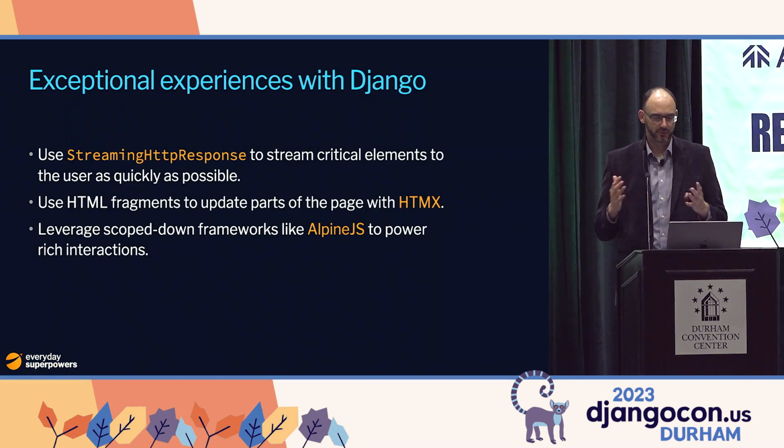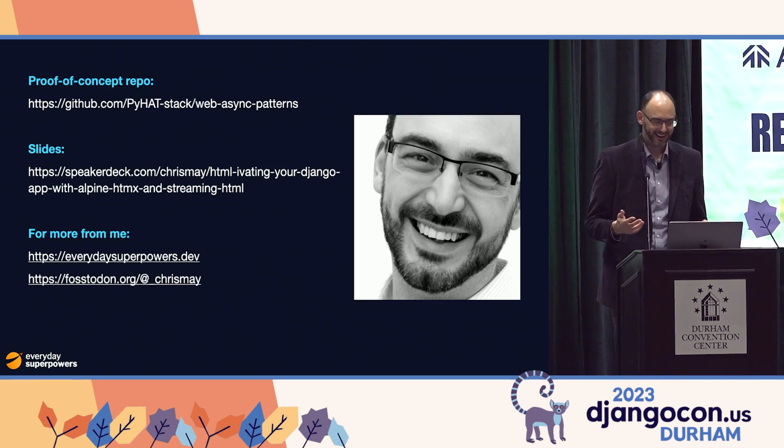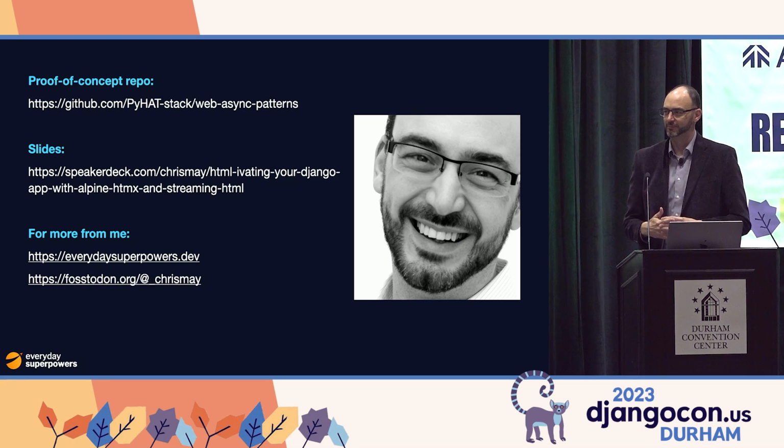Finally, I just want to leave you with a reminder of how to make exceptional experiences in Django. Number 1, use streaming HTTP responses to stream critical elements to the user as quickly as possible to support them in accomplishing their goal. 2, use HTML fragments to update parts of the page with HTMX. Leverage scope-down frameworks like AlpineJS to power rich interactions. And that's it. I hope this inspires you to make your app better.